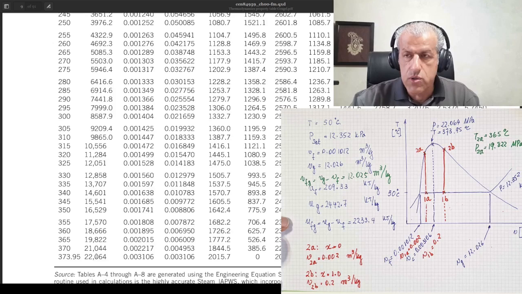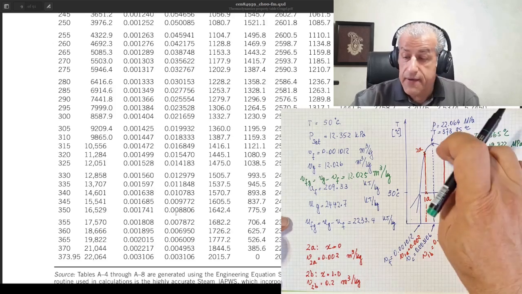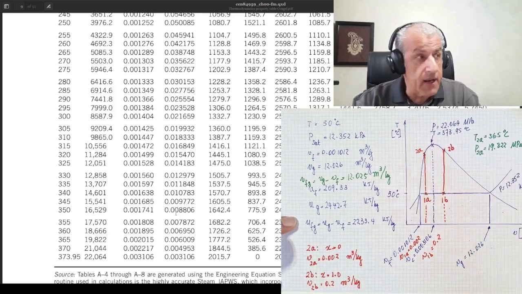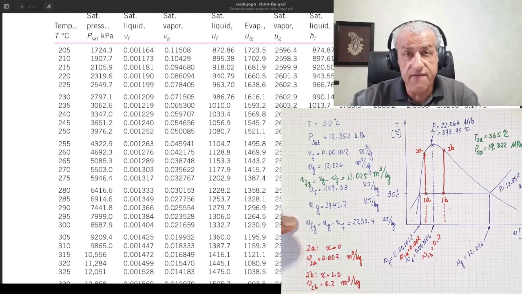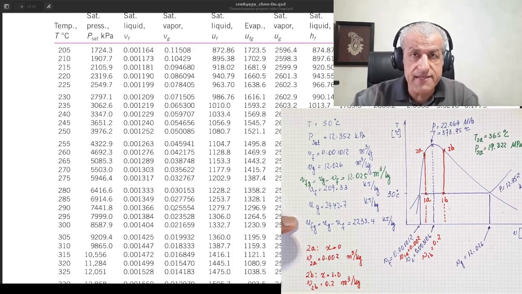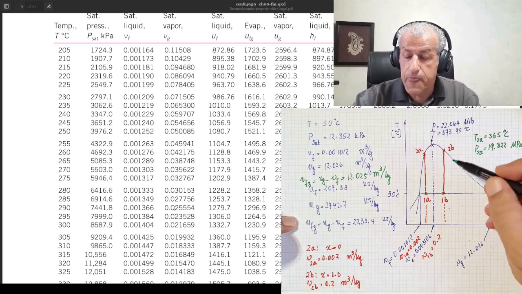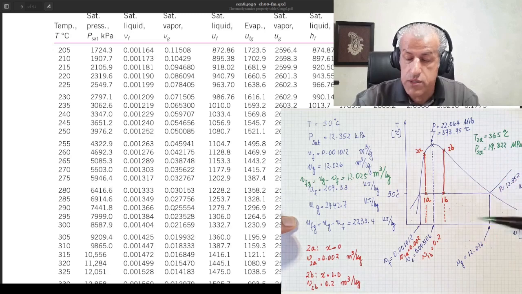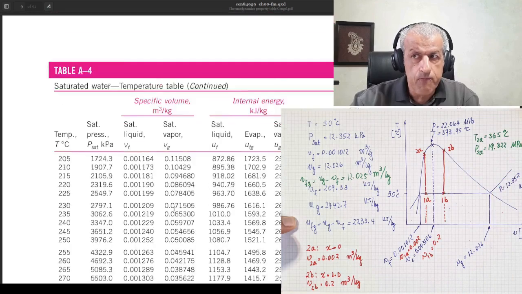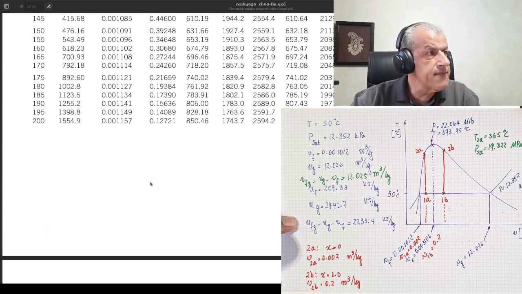Now, what you should do here is to go to the column for specific volume at the saturated vapor line, which is the vg column, and see where our specific volume is 0.2. And if we just keep going up, you would see that 0.2 happens somewhere between 175 and 180.